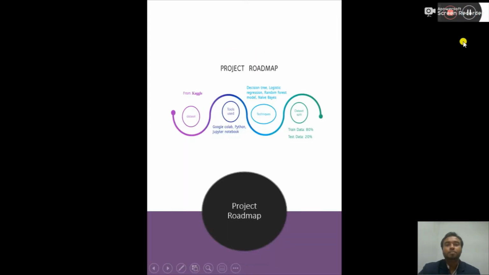Project roadmap. For my project, I have collected my datasets from Kaggle. Then I have analyzed this data in Google Colab, using Python and also using Jupyter Notebook. And after that, I have used some techniques like decision tree, logistic regression, random forest model, and also naive Bayes. Then I have split the dataset into training data and also the test data.